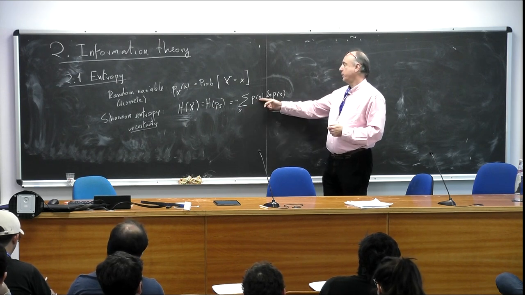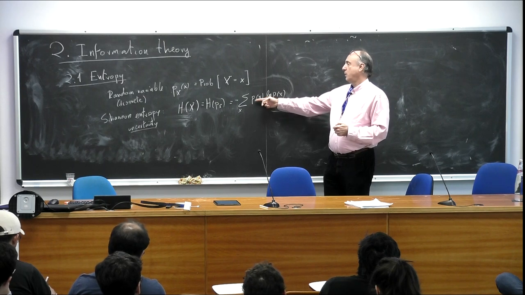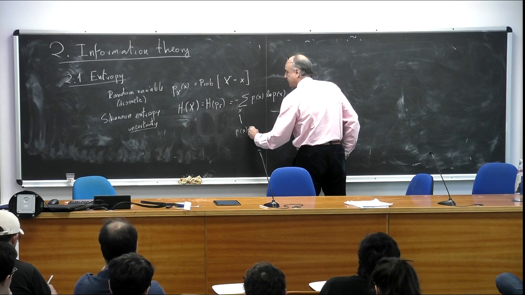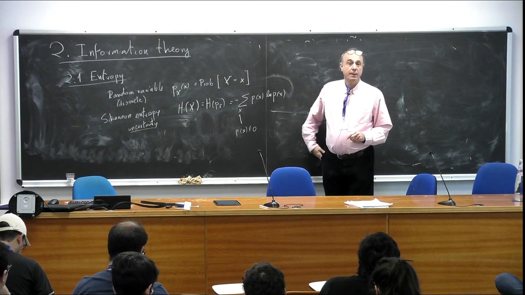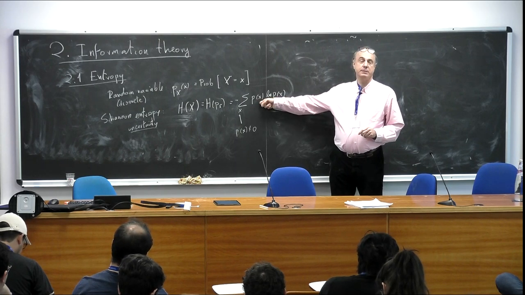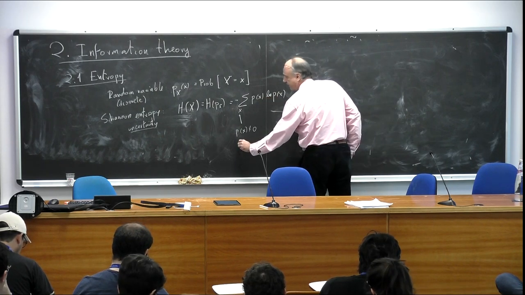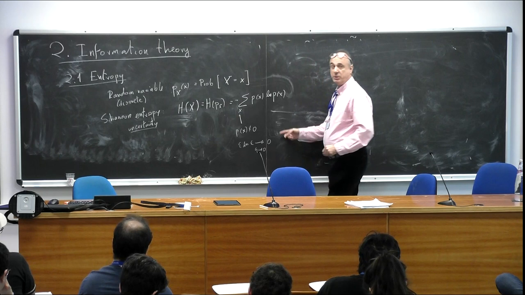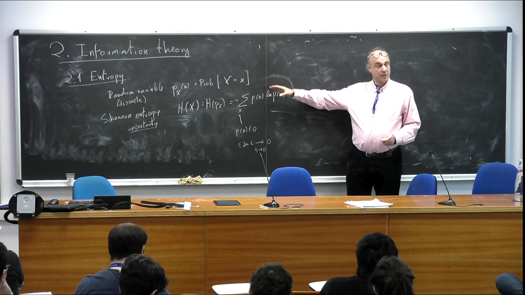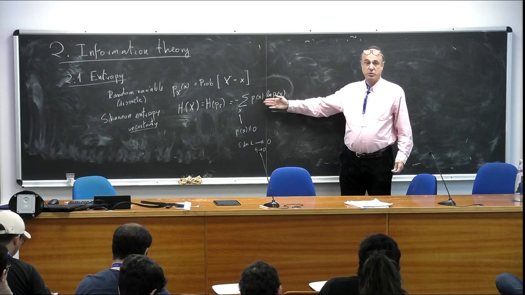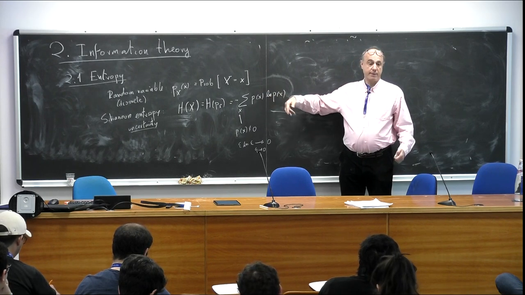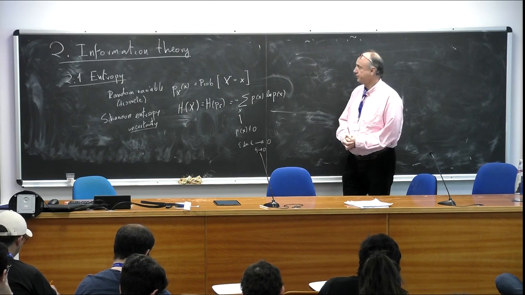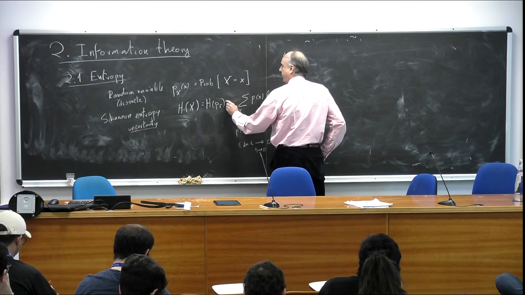So this sum runs over all the values where p of x is different from zero. If p is zero, this is ill-defined, but if you take the limit of epsilon log epsilon when epsilon goes to zero, this goes to zero. So you can safely ignore those terms; the definition is continuous in p, in the sense that if you have very small p's that tend to zero, the entropy is continuous.